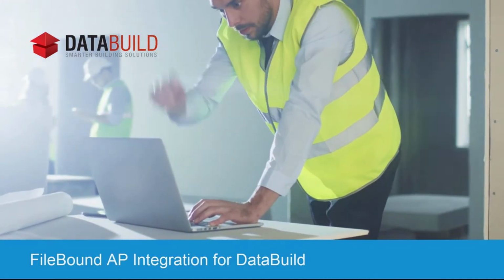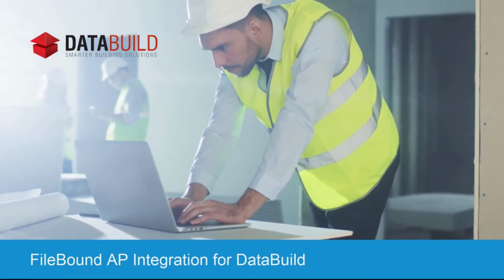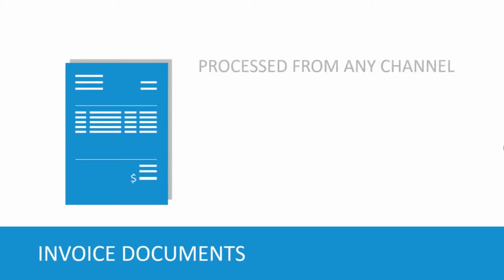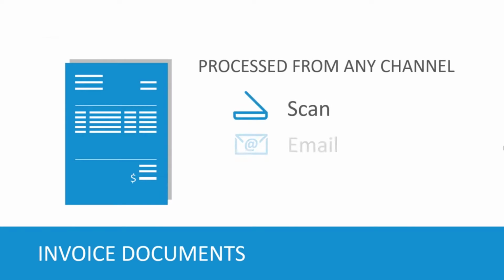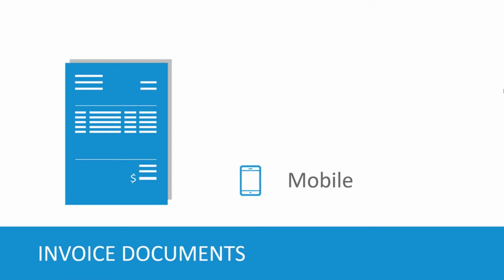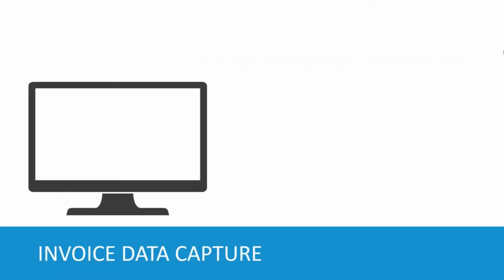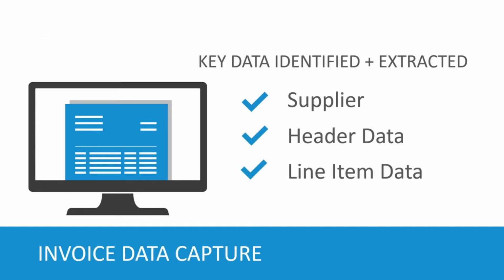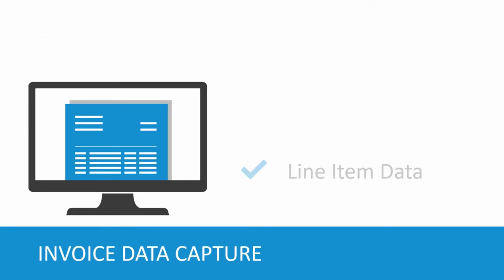Today I'll be taking you through a FileBound accounts payable automation solution with a finance platform integration. So firstly, we need to start with invoice data capture. This can be achieved via scanning on your multifunction device, saving email attachments, or via a mobile device. Now with our advanced capture platform, we will identify the key data for extraction, as an example, who the supplier is, all the header data, plus optional line item information.